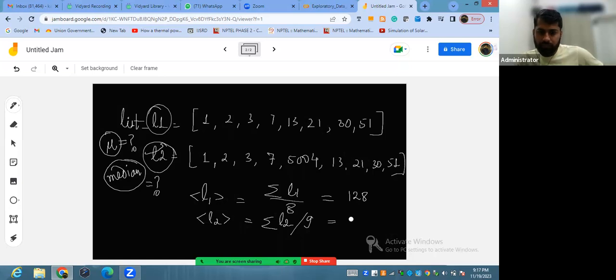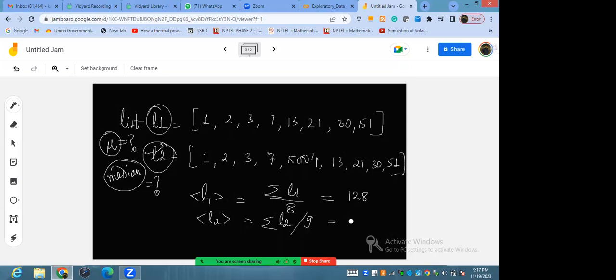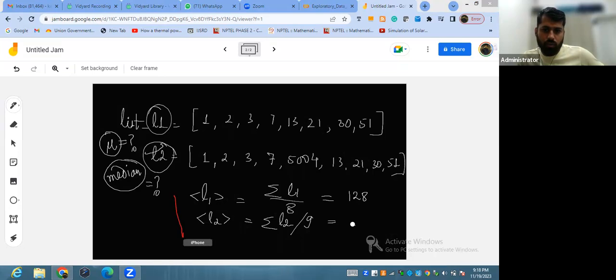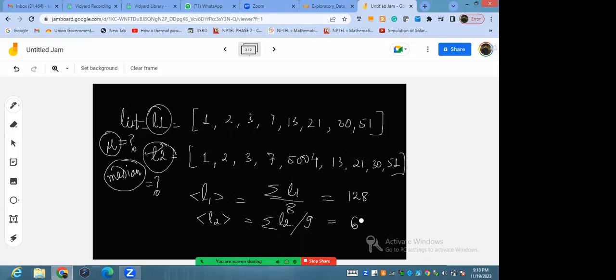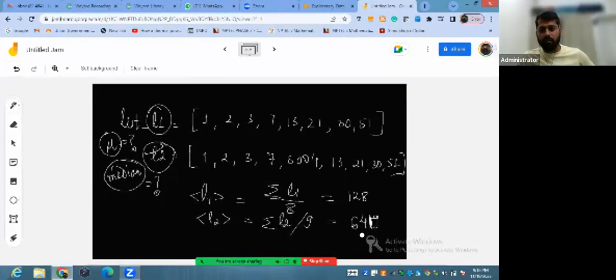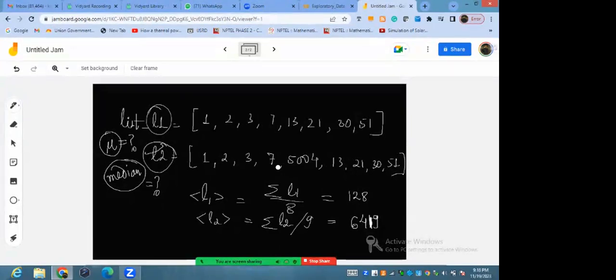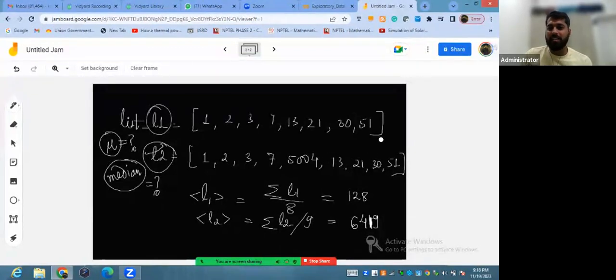Second is, had to count. How much? Counting, please. Just add these values. 6,409, or 6,419, suppose. But how is it possible? You have to divide it by 8 here, and here you are dividing it by 9. How is it possible this value comes here? Okay, suppose the addition comes out to be 128 for this.